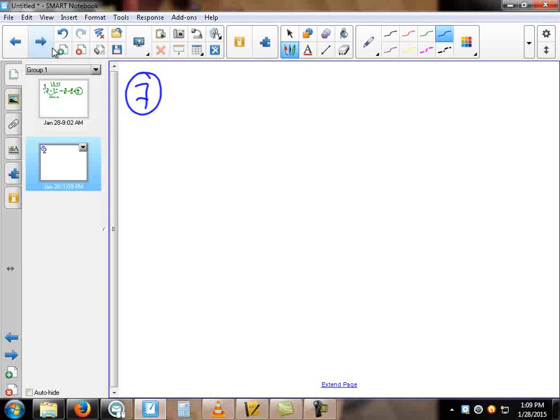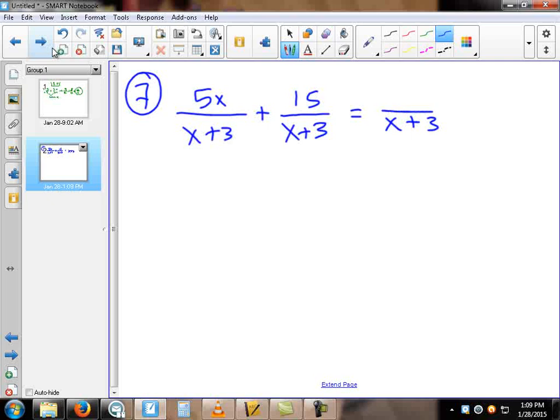Now question number 7 says 5x over x plus 3 plus 15 over x plus 3. Now they already have a common denominator, which means I can just answer with that as a denominator. The key here is to realize that we're being asked to take 5x and add 15 to it. Well, 5x and 15 are not like terms, so they can't physically add. So I'm just going to write 5x plus 15.